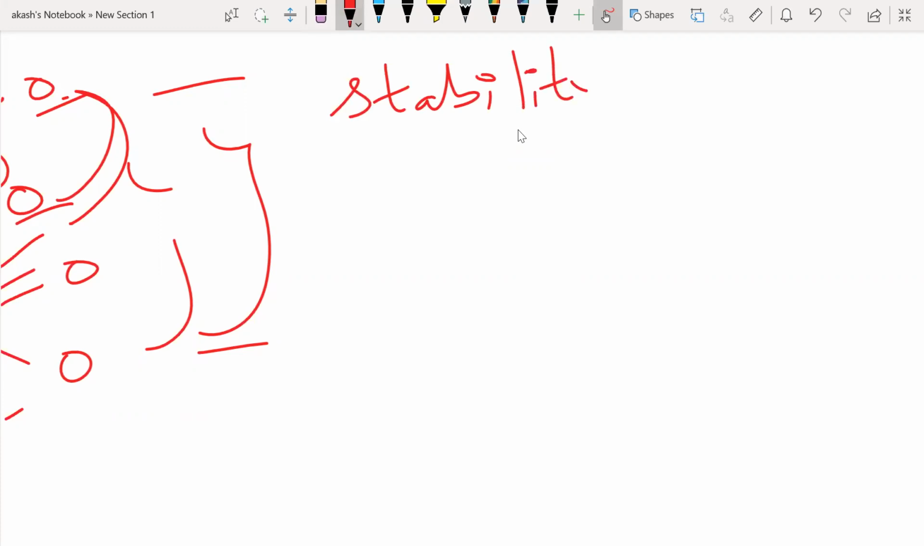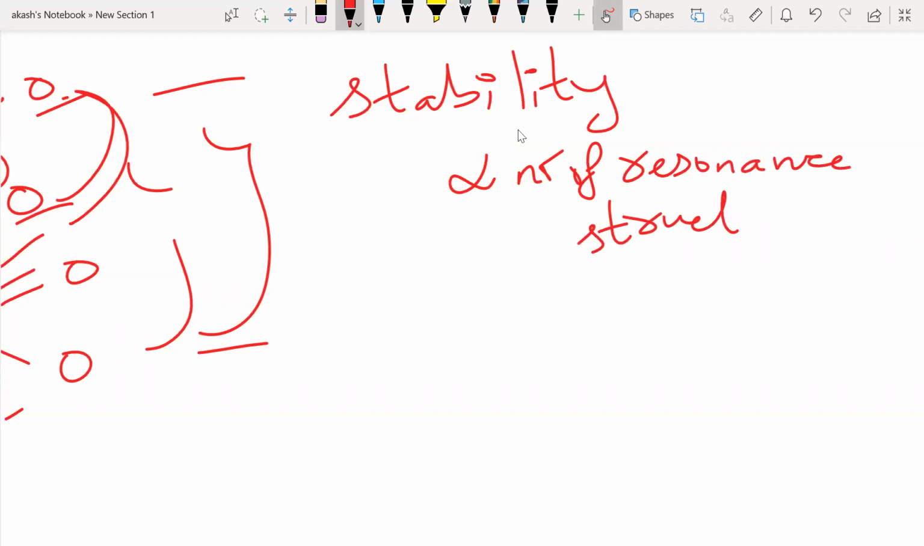Please understand, people, stability is directly proportional to the number of resonance structures that a molecule can possess. Say there is a molecule which can have 4 resonance structures, and some other molecule has 6 resonance structures. Obviously the one which has more resonance structures is going to be more stable. If you ask me, sir, why is it like this? Why is it that more resonance structures mean more stability? It is due to entropy effects.